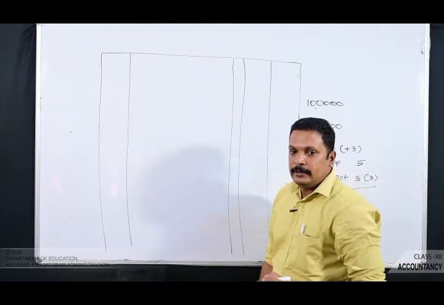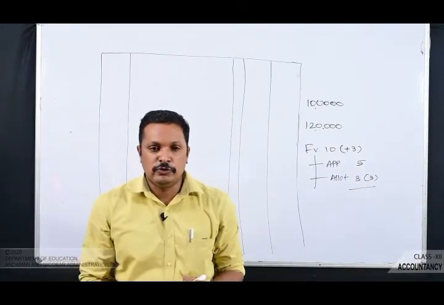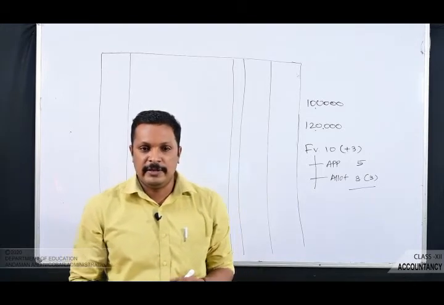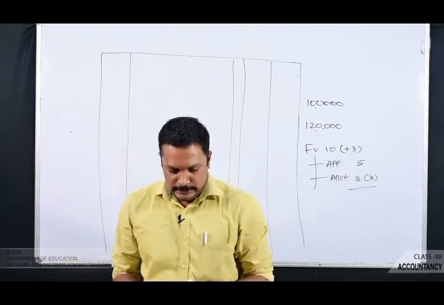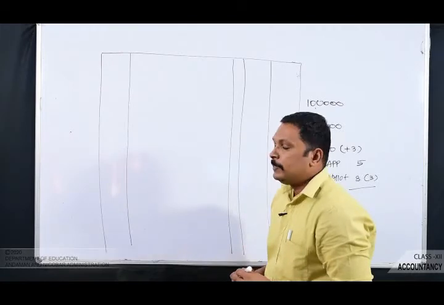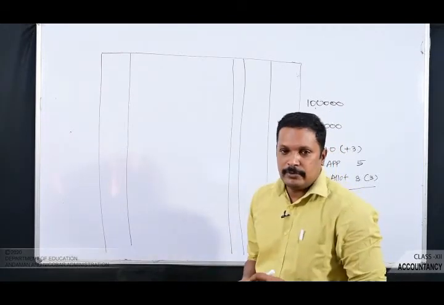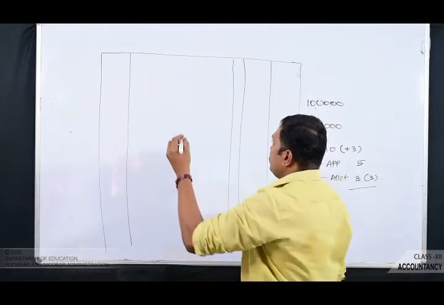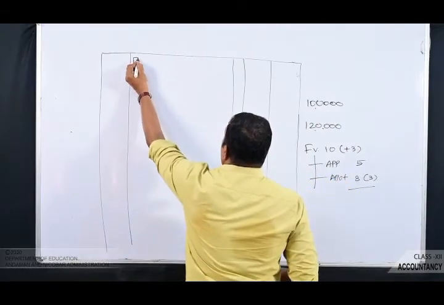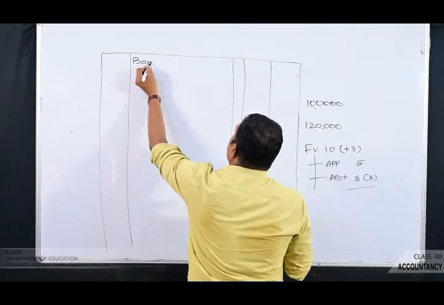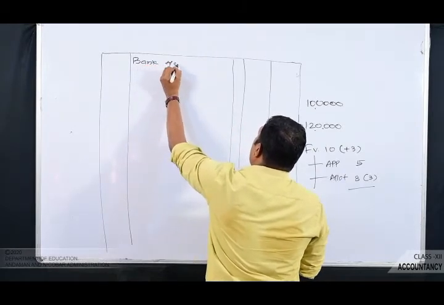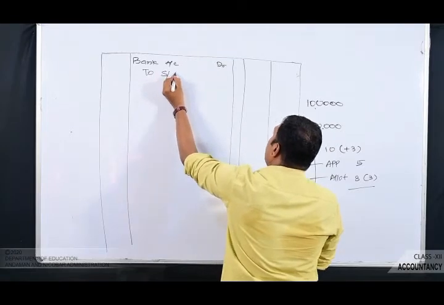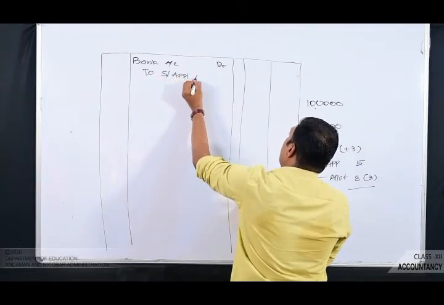Right? Here all shareholders paid the full amount. There is no question of call scenario and everything. So now we are going to solve this problem. Start with application. What is the first entry? Bank account debit to share application account.